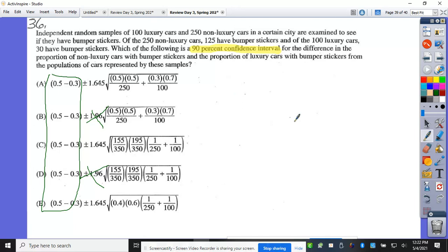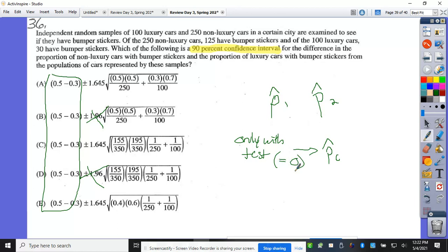In general, what it's going to ask about is, should we pool or not? We have p hat 1, we have p hat 2, and sometimes we also have what? What's the p hat c? And when do we use p hat c? Only when we're doing a test. When we're testing that they're the same, that equals 0. So should we be using p hat c here? No. So we should not be using the same thing on top and bottom.